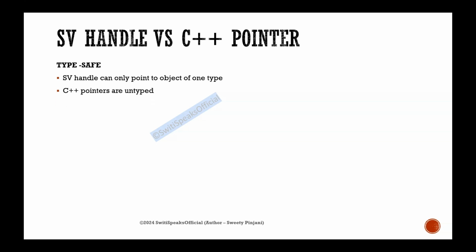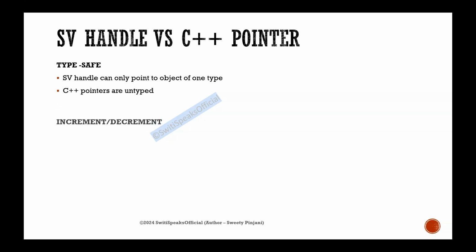In case of C++, pointers are untyped. It means they can point to any data type. There is no fixed type for a pointer, because in C++ these pointers are nothing but just addresses to your data type. That's why there is no need of giving a type in C++.